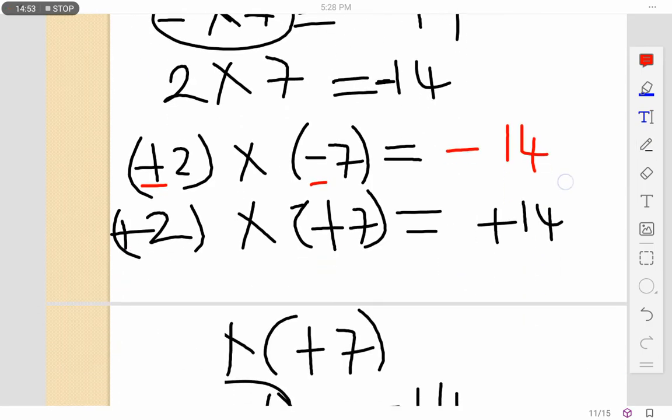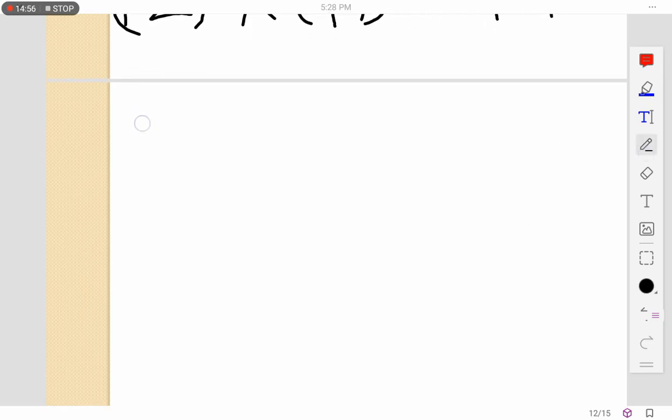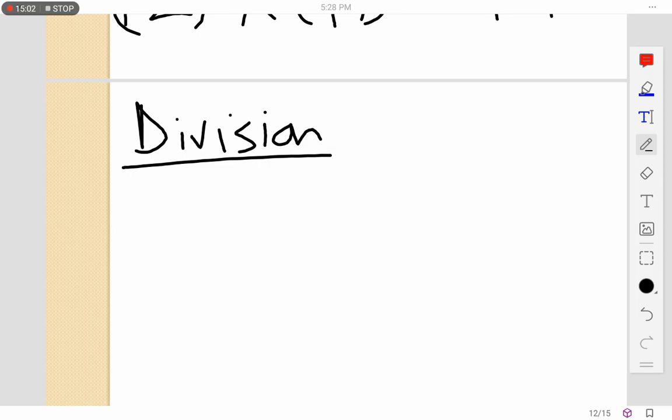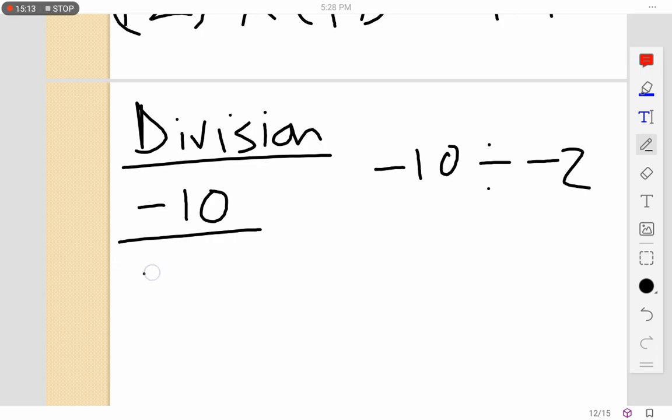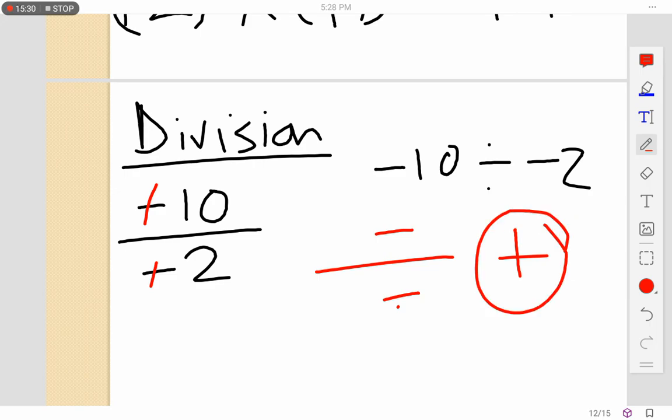Okay, maybe let's have 1 or 2 examples of division. Okay, division. So I'll have minus 10 divided by minus 2, like this. So when this happens, when two negative numbers are dividing each other, we get a positive. It's like they cancel off each other there. That's why I'm saying we get a positive. Then our answer becomes a 2 there, a positive 2.